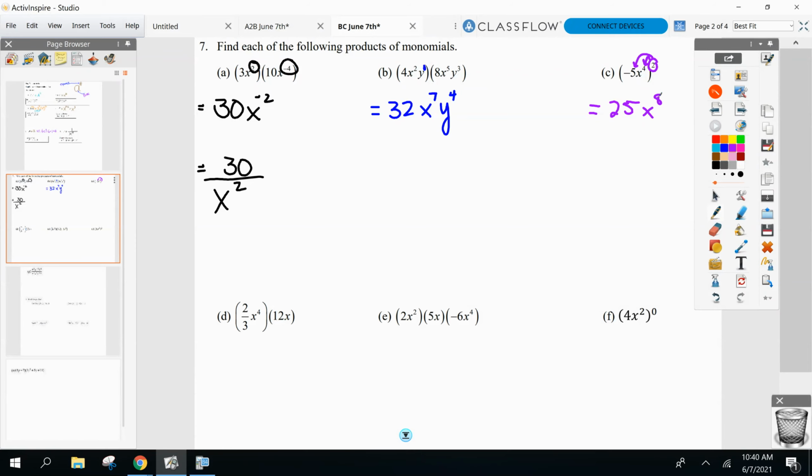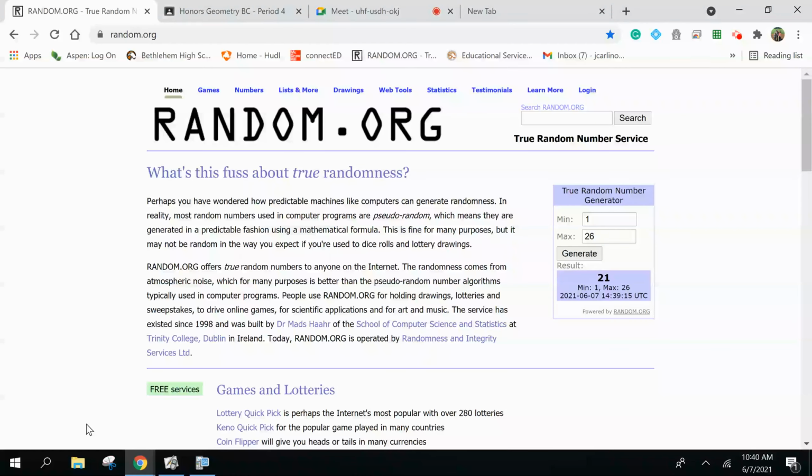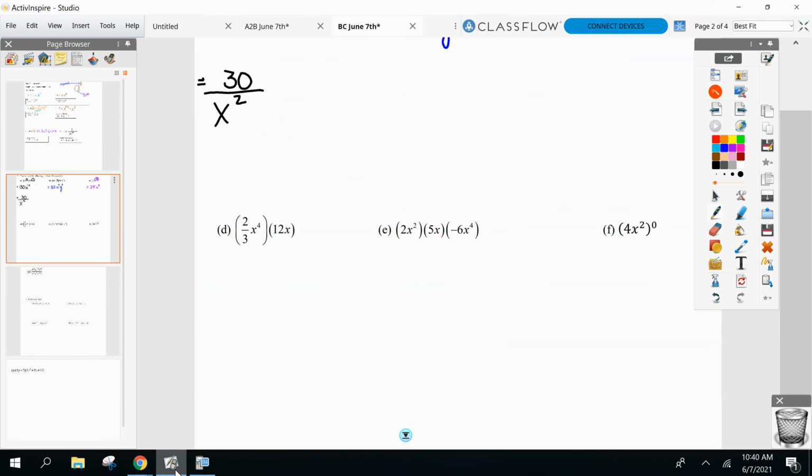All right, D. 2/3. Luke, here you go. Multiply those numbers. 2/3 times 12. 8. X to the 4. Okay, you see 4. Remember, on the 12x here, Luke, there's a 1 here. What's your rule? What do you got to do with those exponents when you multiply? Add. x to the 5th.